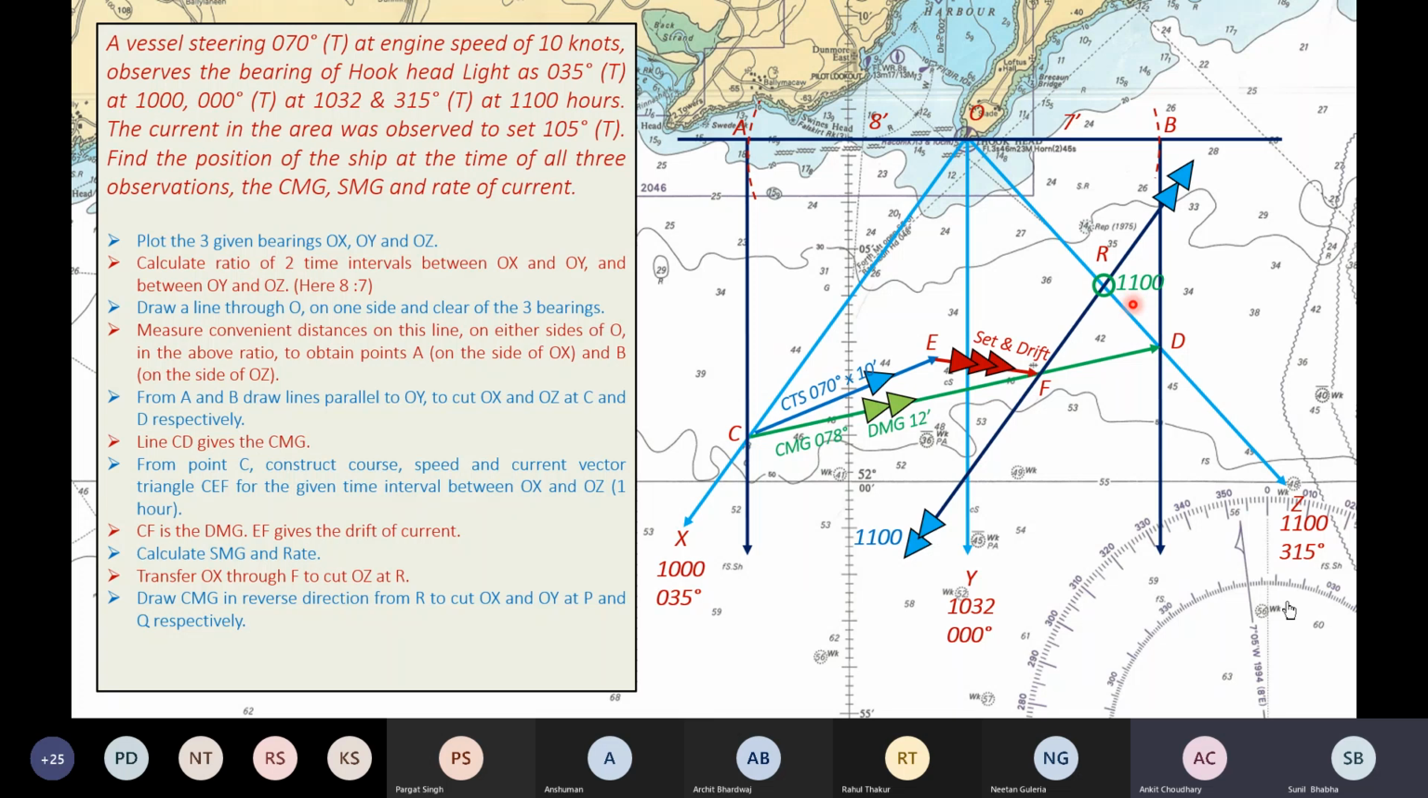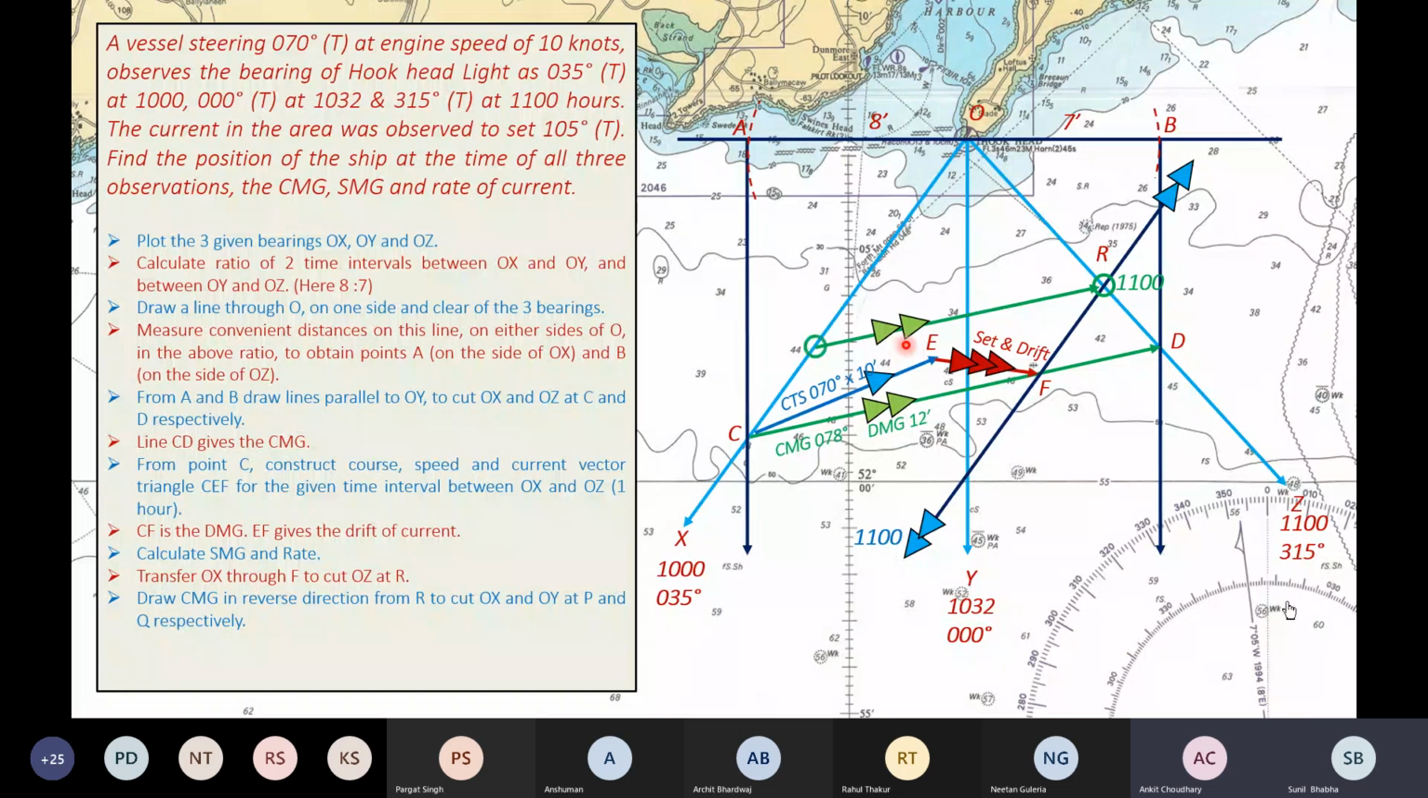Now from this 1100 fix, we draw our course made good vector in the reverse direction. If the vessel has reached point R at 1100 hours, then it must have traveled on the course made good line. So we draw the course made good vector in the reverse direction from R. So you can see from point R, we have drawn the course made good in the reverse direction. Let's mark it off with the double arrows.